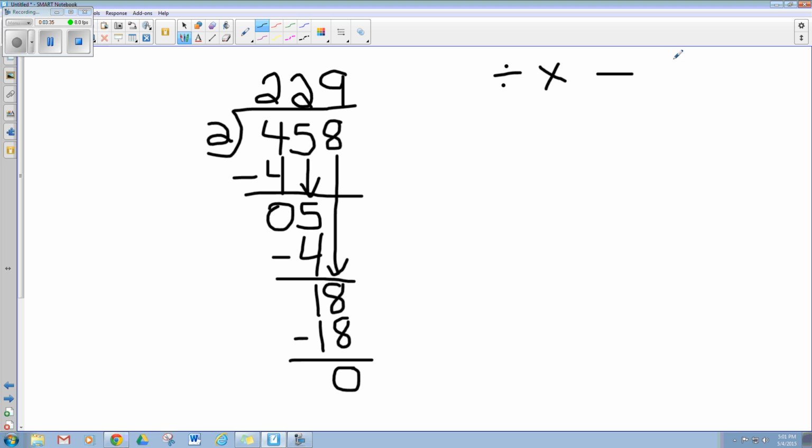Now some people like to add a b at the end. Divide, multiply, subtract, b, and the b stands for bring down.